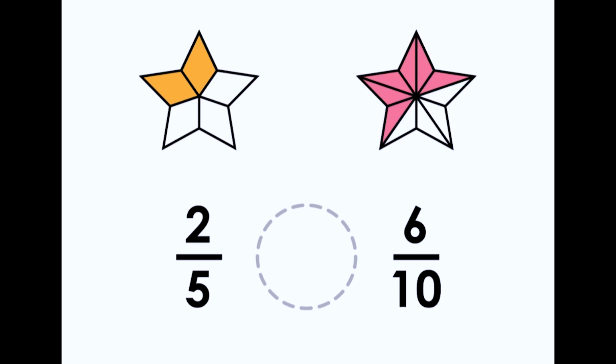This is another fraction where I can use the strategy of making the pieces equal. If I split each of these sections, now my orange fraction looks the same as my pink fraction, and I have only 4 equal pieces compared to 1, 2, 3, 4, 5, 6 equal pieces. So I still think the pink fraction is bigger. What words and symbols would you use? We can say 2/5 is less than 6/10.